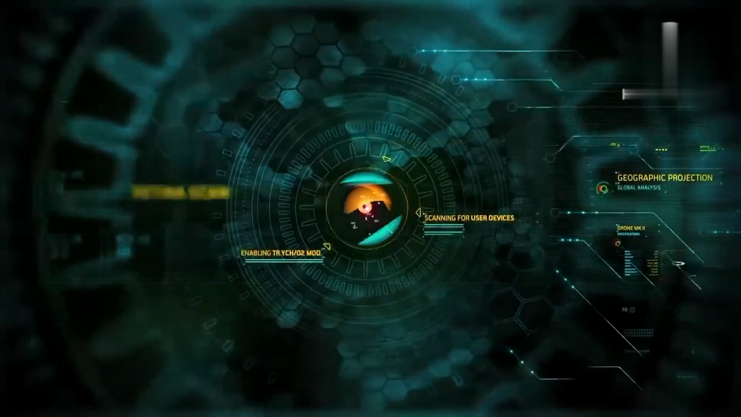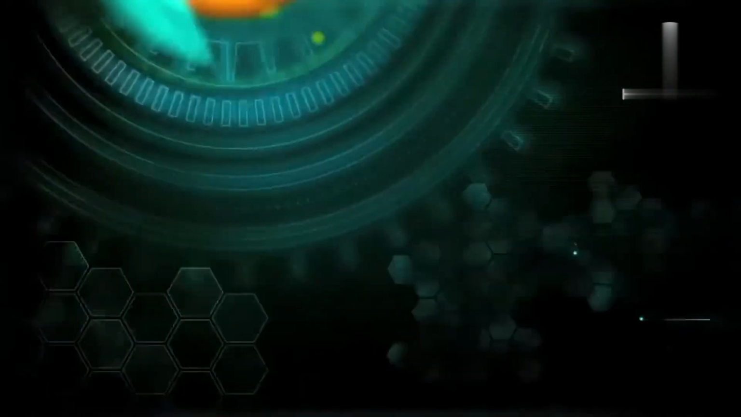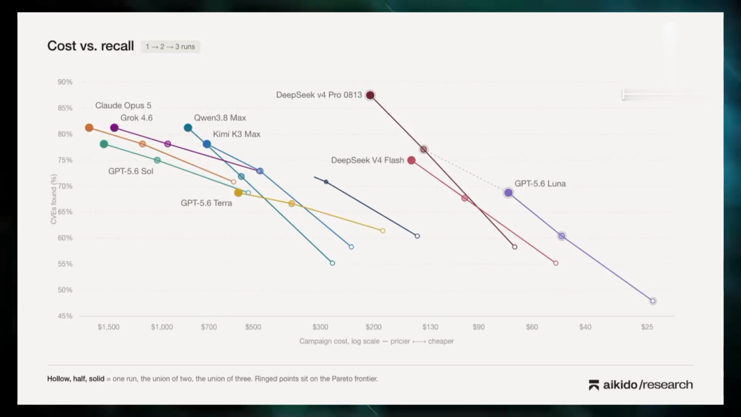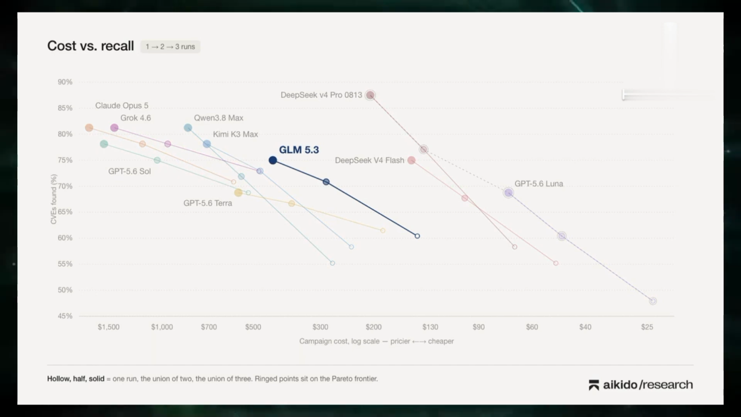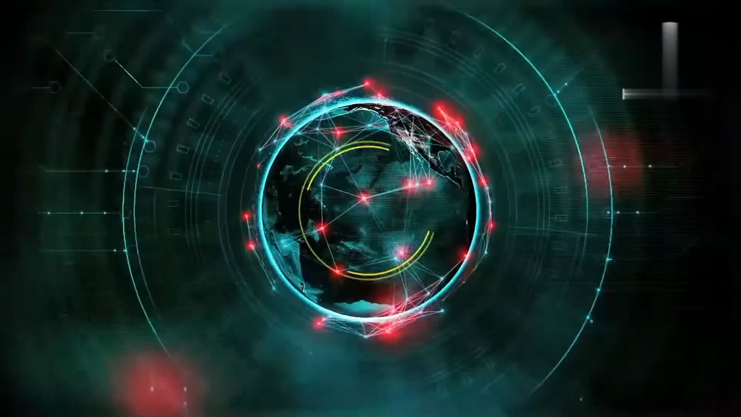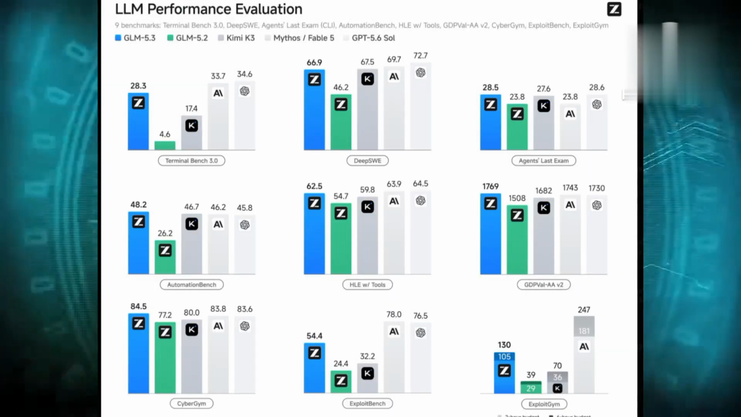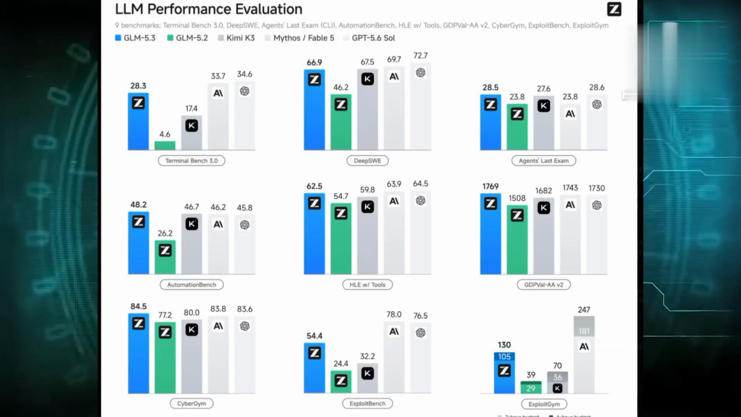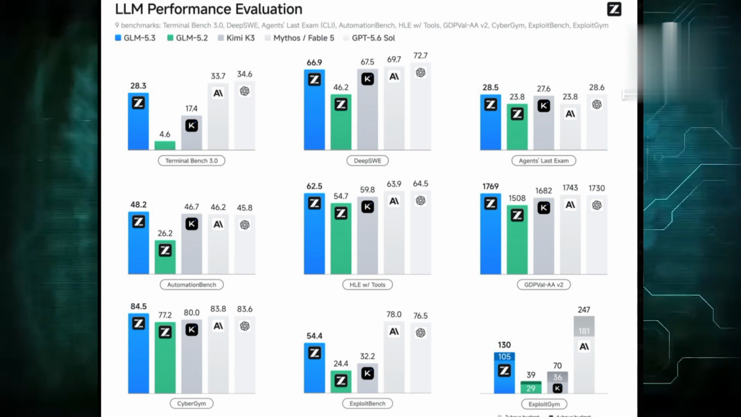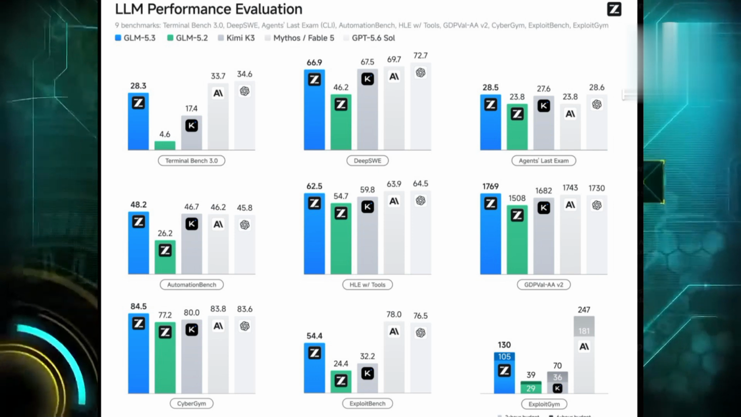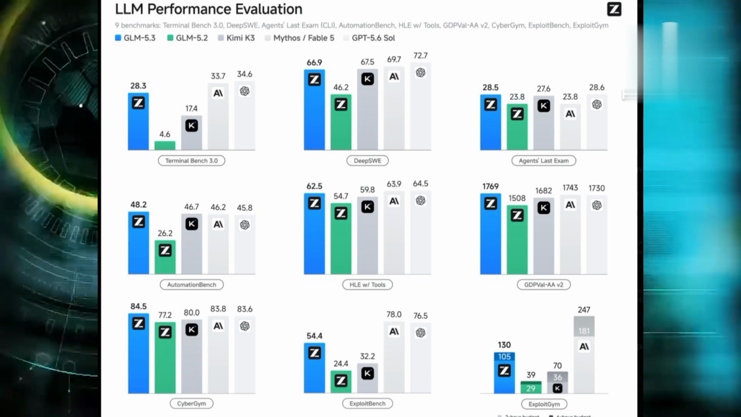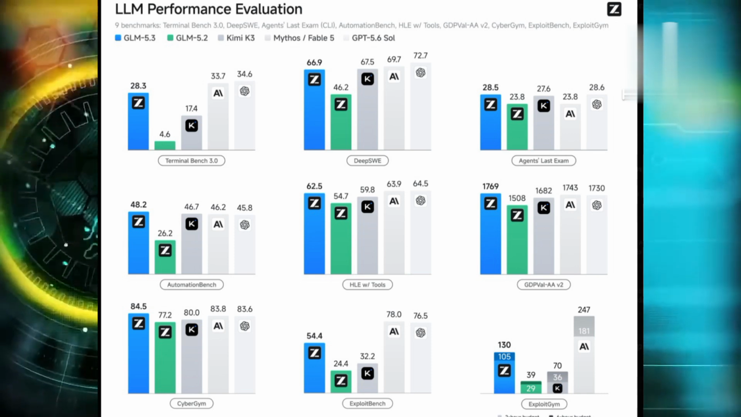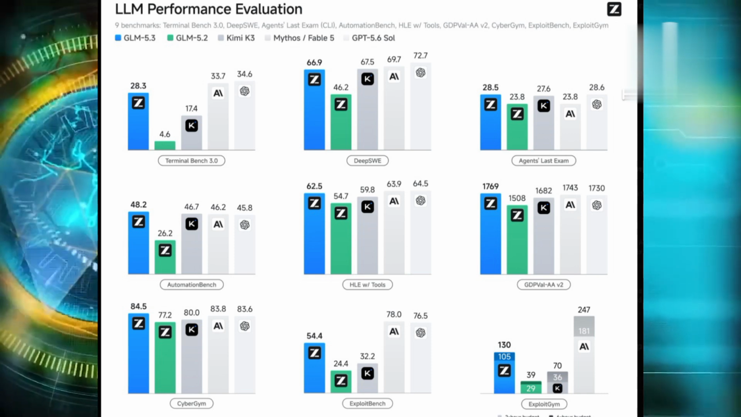Now let's discuss the benchmarks of the model, because benchmarks decide which model is performing well. Here you can see that compared to Claude Opus 5, this model has outperformed up to GPT 5.6. You can see the campaign cost and local pricing is cheaper. This model is very much cheaper in price than other models. If you compare this model with GLM 5.2, Kimi K3, Mythos, Fable, and GPT 5.6, this model is performing pretty well. You can see on Terminal Bench it scores 28.3, where Anthropic Claude Opus 5 scores 33.7 and GPT 5.6 scores 34.6.